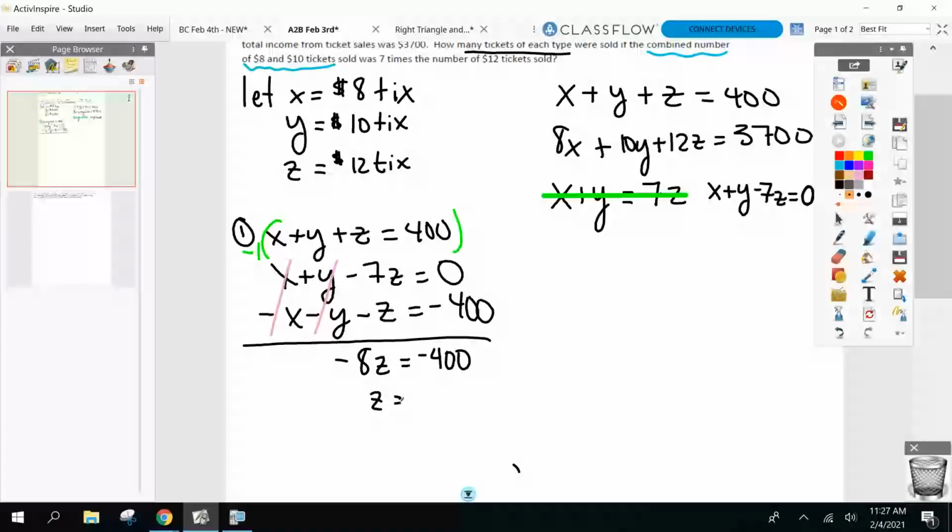Z should be equal to, correct me if I'm wrong, 50? That sound right? Everyone all good? 50. Z's 50. One variable down, 2 more to go. So that means everywhere you see a Z now, I can plug in 50.